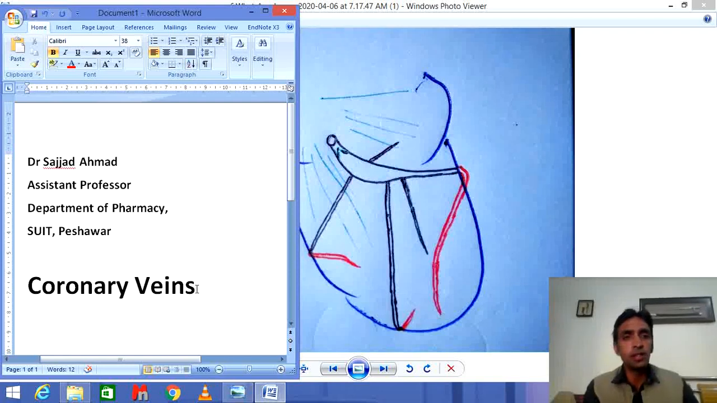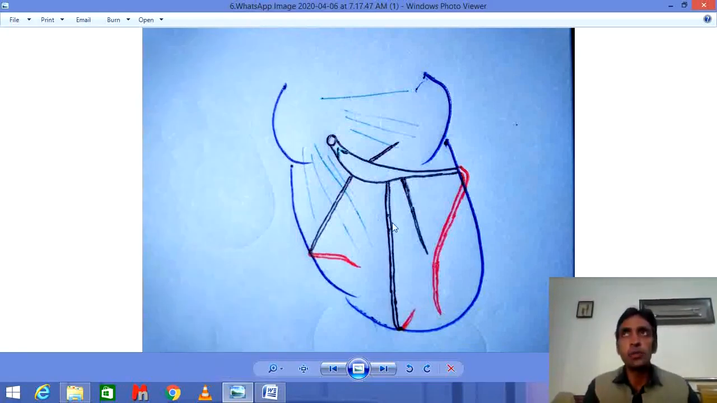The coronary veins. Coronary veins are the veins which are responsible for the drainage of blood from various parts of the heart to the right atrium. Once again, the coronary veins are the veins which are responsible for the drainage of deoxygenated blood from various parts of the heart to the right atrium. In the diagram, you can see the coronary veins and the heart. We will come to this diagram in the last.